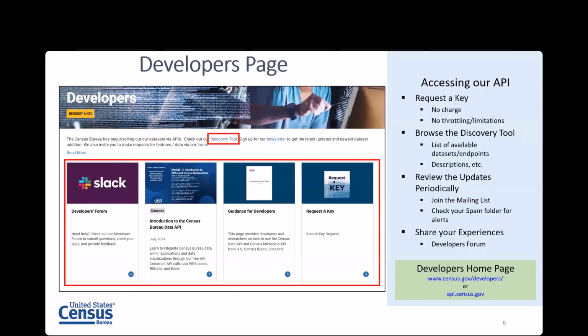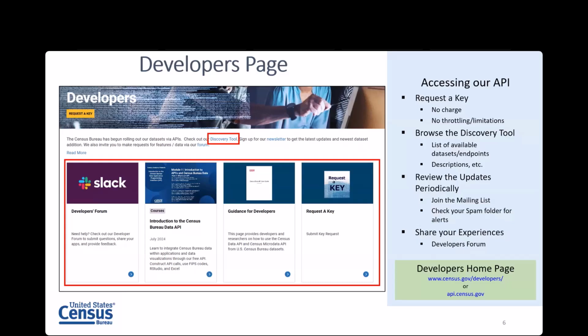So if you do choose to use the API, you can get started over on our developers page. On this developers page, there's a lot of helpful information available. One of the first things you might see is a link that says Discovery Tool at the top there. This is going to take you to our main Discovery Tool page for the API that is going to list out all of the available data sets. We're not going to get into the Discovery Tool today, but this is a great place to look if you're searching for a specific data set within the API and you're not sure if it's there or not. Check out the Discovery Tool because it lists all of the data sets on one page.